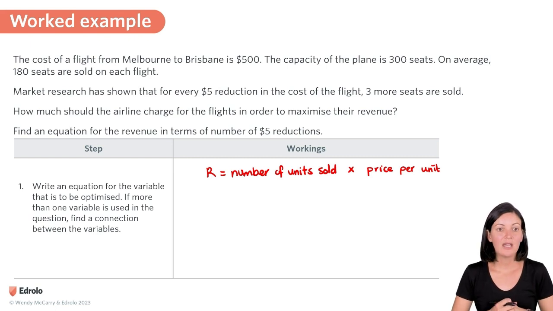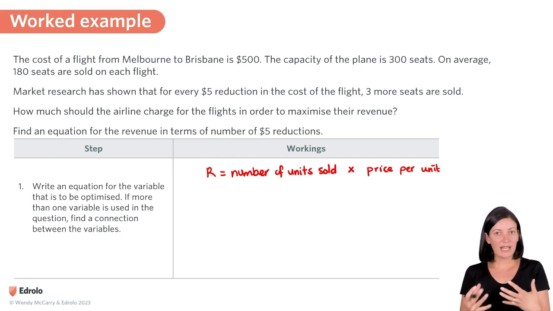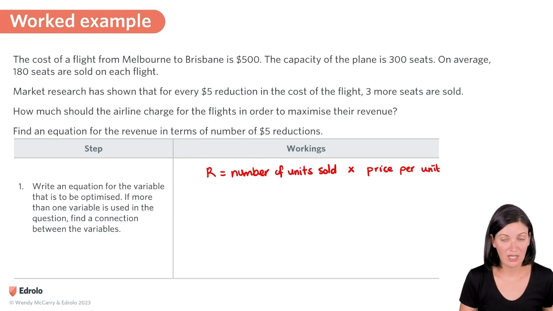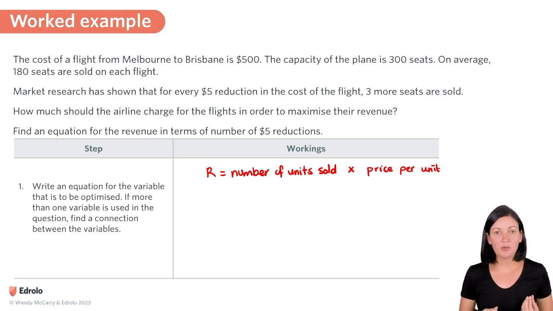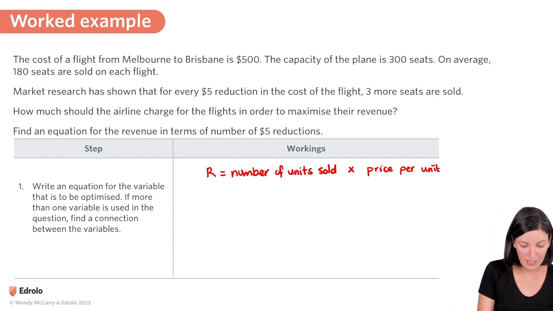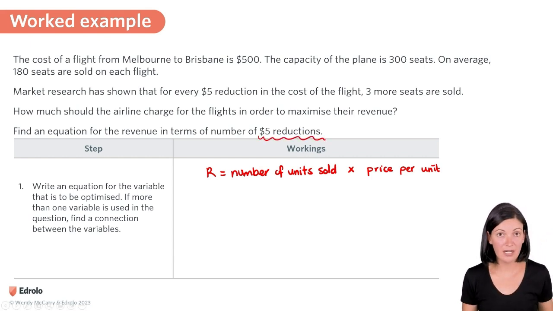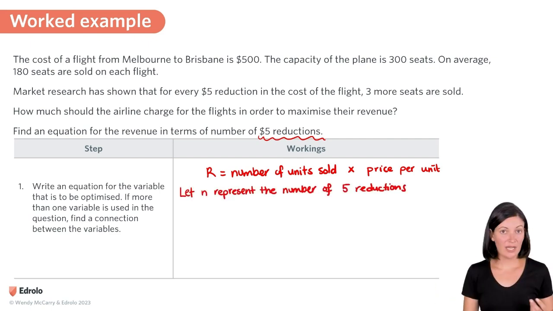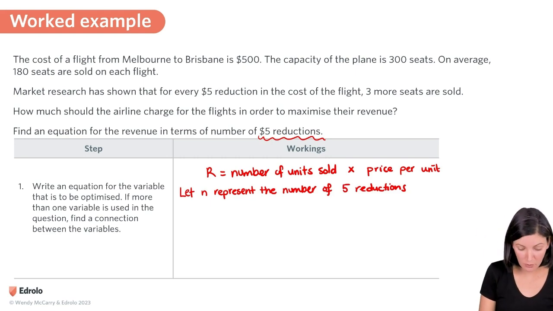Very simply. Now, what we have to ask ourselves here is, what is impacting the revenue? And so what variable do we need to look at that is impacting the revenue? What is impacting the revenue is how many $5 reductions we have. So we're going to define a variable here. We're going to let n represent the number of $5 reductions. Okay, so let's try and put together a formula for the revenue.